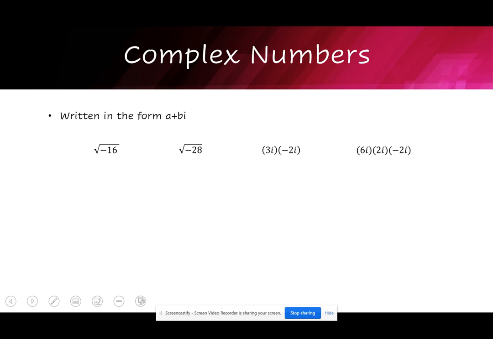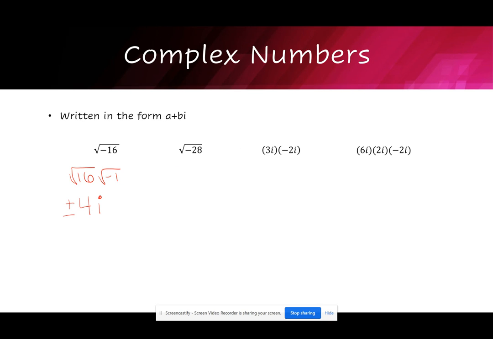Now, complex numbers are written in the form a plus bi, where a and b are real numbers and i is your imaginary unit. So we can simplify our negative square roots now. The square root of -16 is the same thing as the square root of 16 times the square root of -1. Well, the square root of 16 is plus or minus 4, and the square root of -1 is i. So now instead of no solution, the square root of -16 would just be plus or minus 4i.